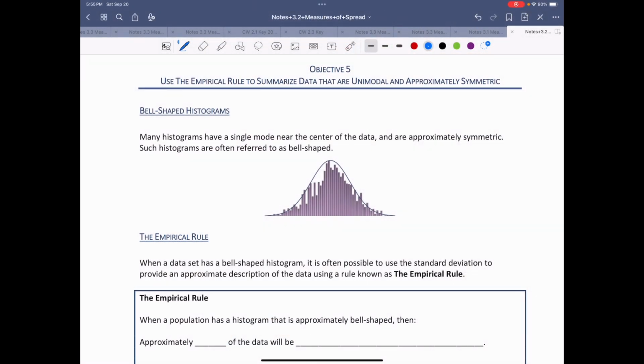What we're going to talk about now is something called the empirical rule. And we've talked about bell-shaped histograms before. Many histograms have a single mode near the center of the data and are approximately symmetric. Such histograms are often referred to as bell-shaped. Notice how they've taken the histogram and approximated it by using that curve.